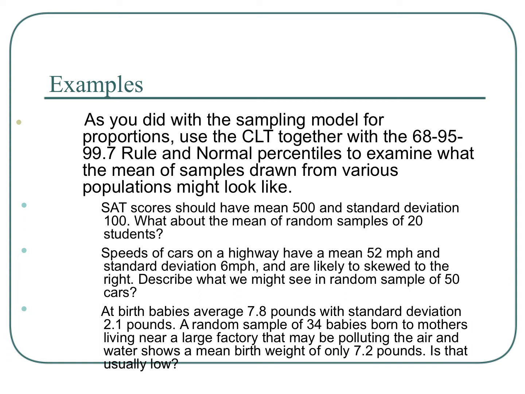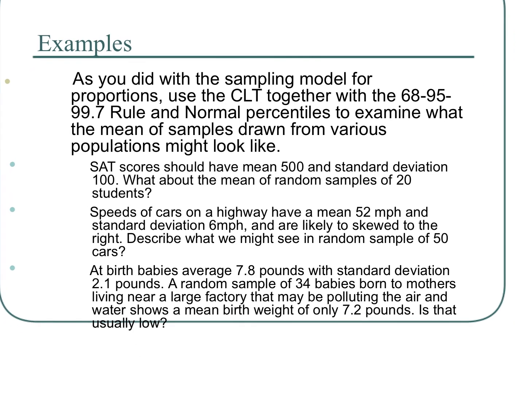So, as we did with the sampling model for proportions, we're going to use the central limit theorem together with the 68, 95, 99.7 rule and normal percentiles to examine what the mean of samples drawn from various populations might look like. SAT scores should have a mean of 500 and a standard deviation of 100. What do we expect the mean and the standard deviation to be for a random sample of 20 students? Remember that a sampling distribution means I'm picking 20 random students and averaging their SAT scores. What do I expect the new mean and standard deviation to be?